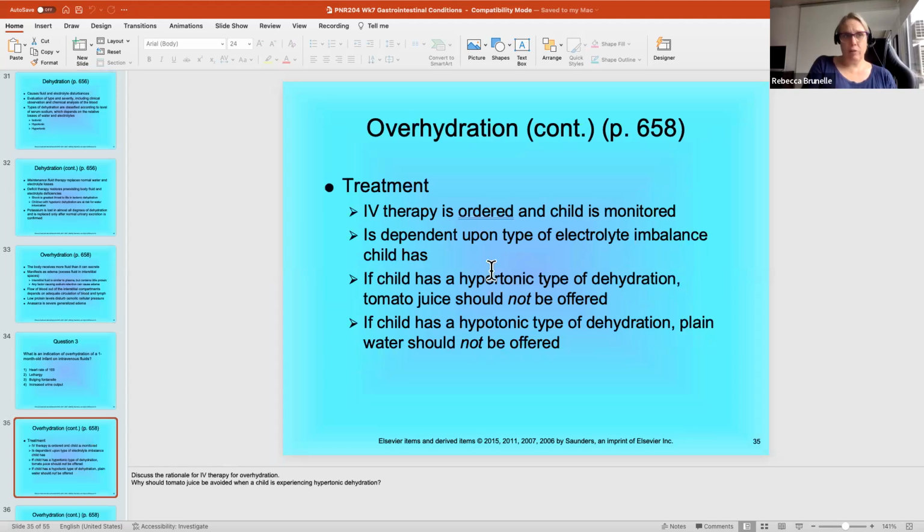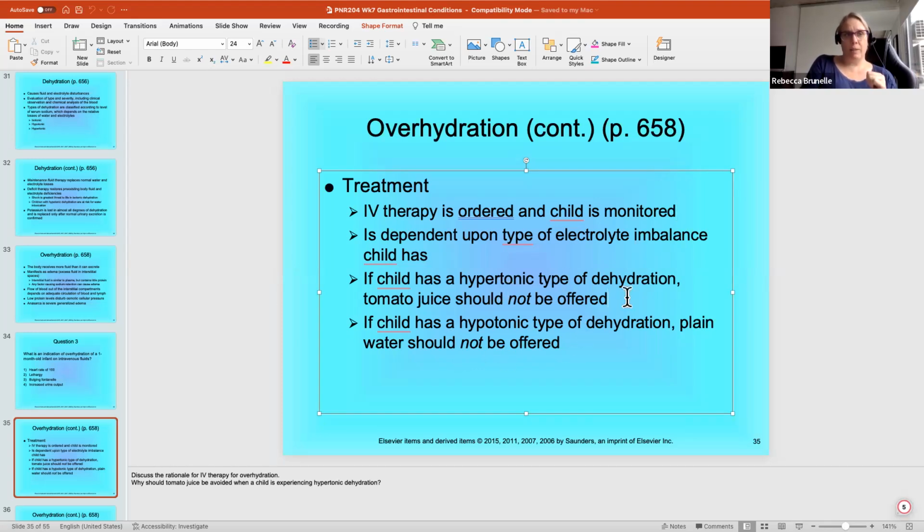If they have overhydration, it depends on what the cause is, but sometimes they will just still be on IV fluid, but at a lower amount. And you're going to be paying attention, just like with dehydration, to what type of electrolyte balance they have. Is it hypertonic or isotonic? And then making decisions accordingly.